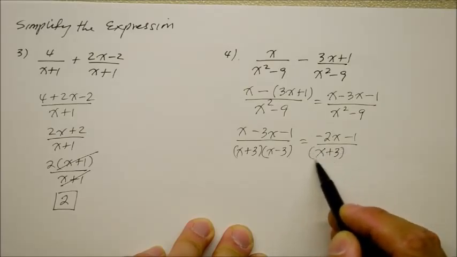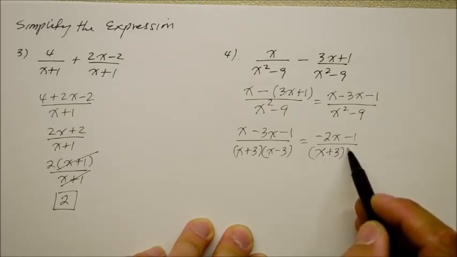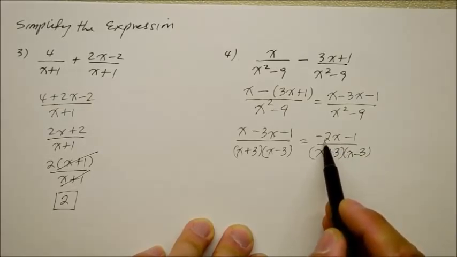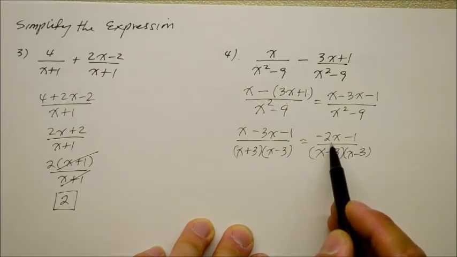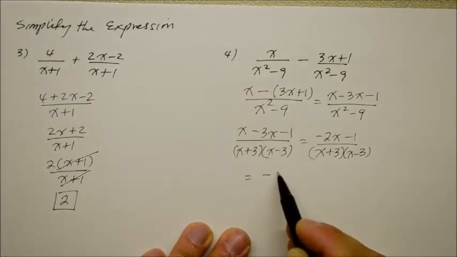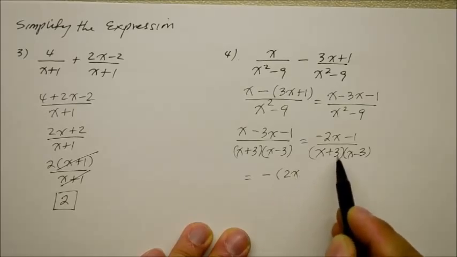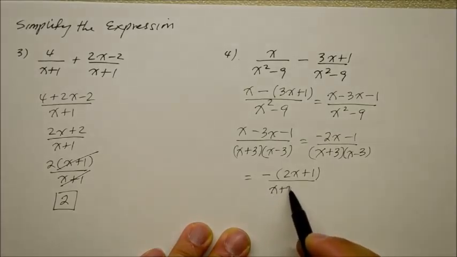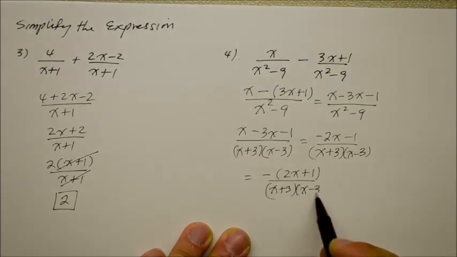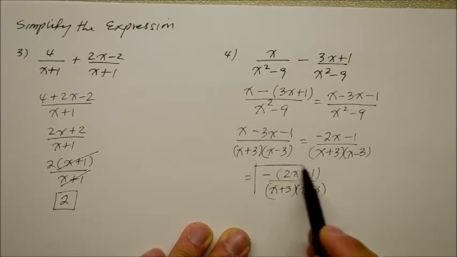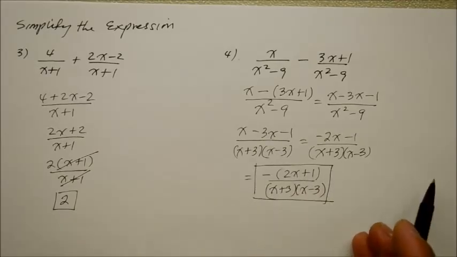Nothing's going on here. That was kind of boring. Oh well. And we should not have a negative coefficient when we have a binomial. It's a common courtesy to get rid of that. So let's take that out by going negative 1 times 2x plus 1 over x plus 3, x minus 3. Okay? It didn't look any prettier, but there it is.